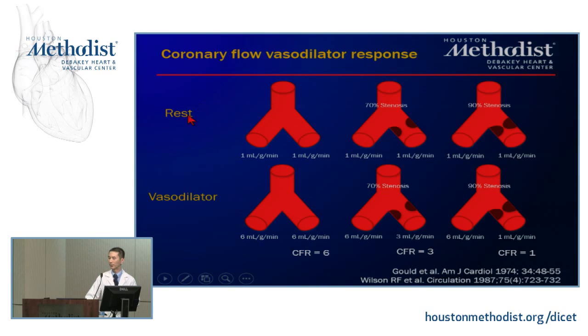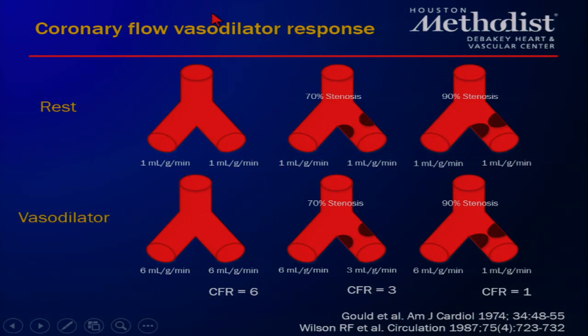And this is the concept of what happens when we're doing vasodilator stress. We start off at rest, where everyone has a standard amount of blood flow going through the different coronary vessels. Shown here is 1 milliliter per gram per minute of myocardium, and this is true even for significant stenoses of 70% and 90%.